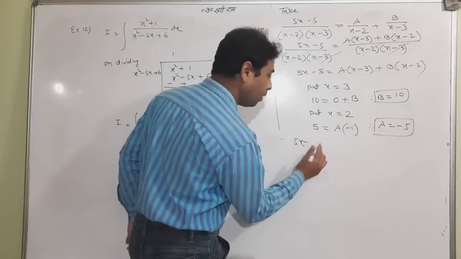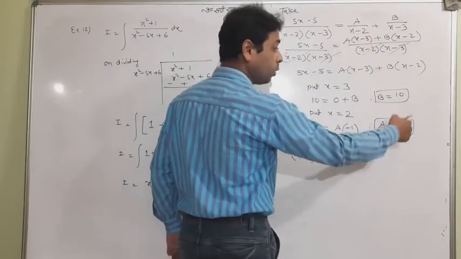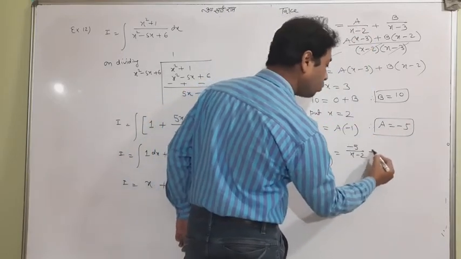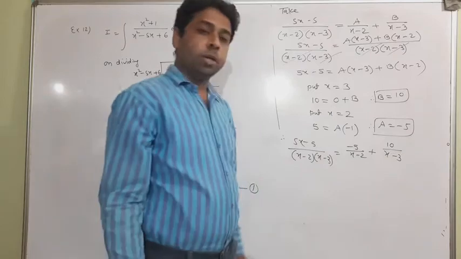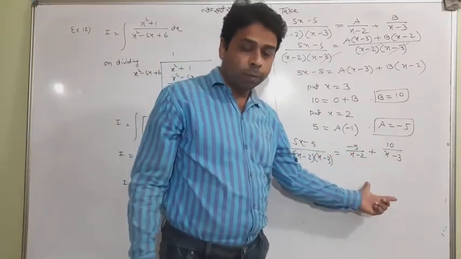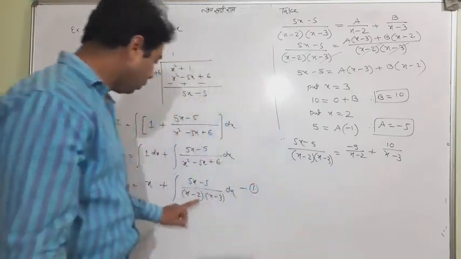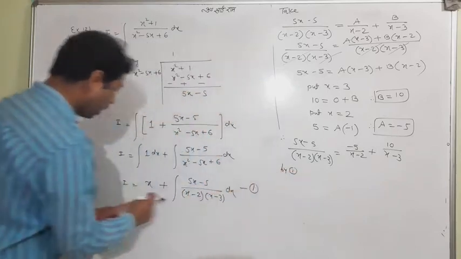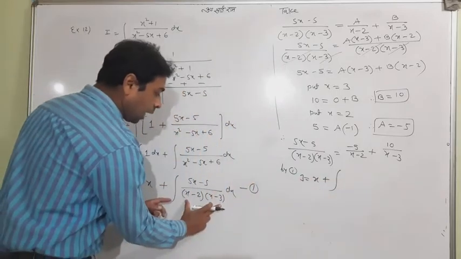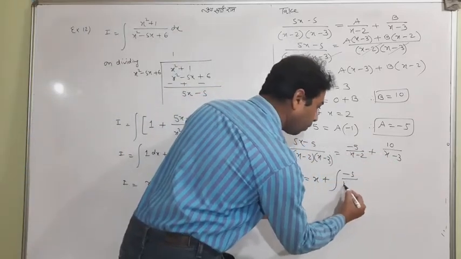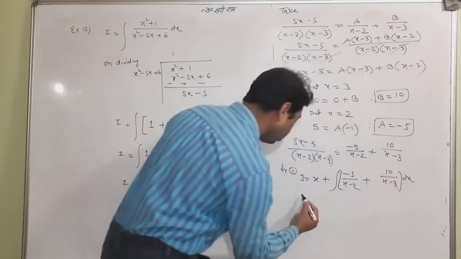So (5x minus 5) upon (x minus 2)(x minus 3) will be A upon, so what is A? Minus 5 upon x minus 2. And what is B? 10 upon x minus 3. So till here you have resolved this algebraic fraction into partial fractions, and now you will use equation number 1. Can you see equation 1? I equal to, this was x, but this term now we have got the same as this one, minus 5 upon x minus 2 plus 10 upon x minus 3 dx, and do the integration now.